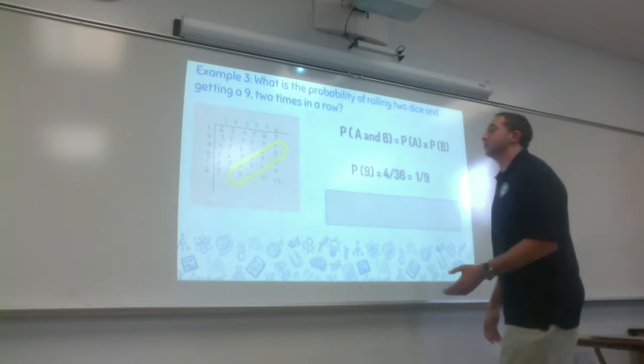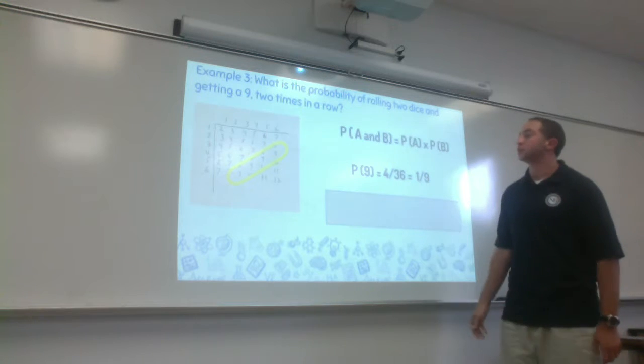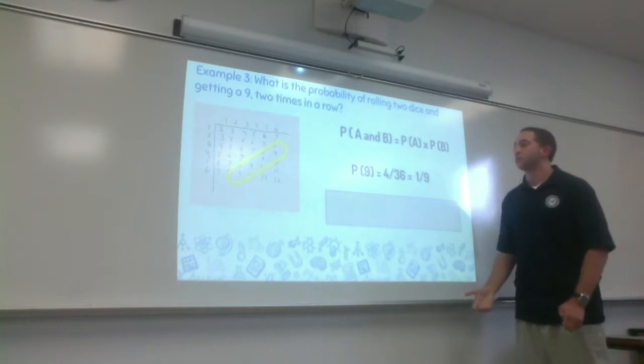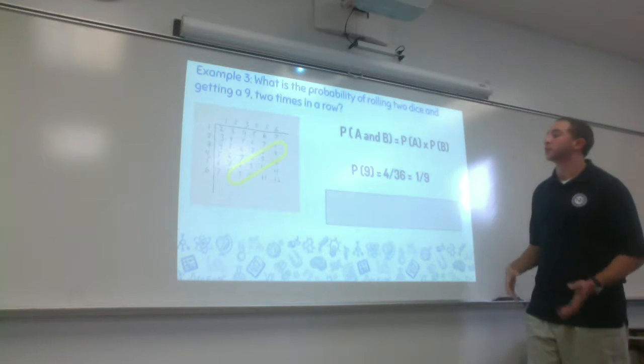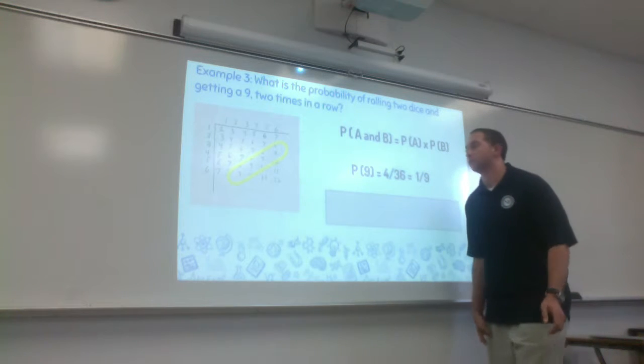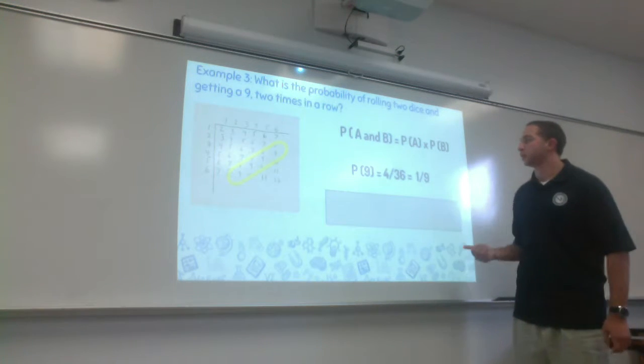As you can see, there's 4 ways that you can get a 9 when you roll 2 dice, and there's 36 combinations if you add all these up, or 6 times 6. There's 36 different number combinations that you can get. So out of the 36, there's 4 9s, so you have 4 over 36, which simplifies to 1/9.